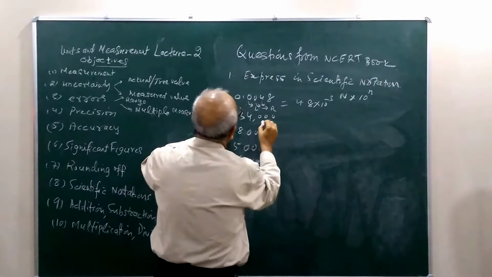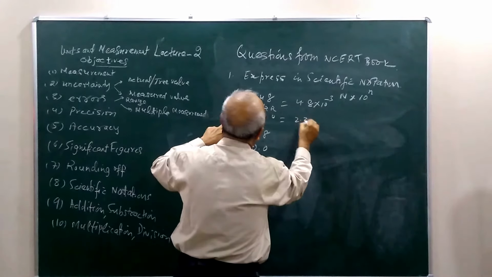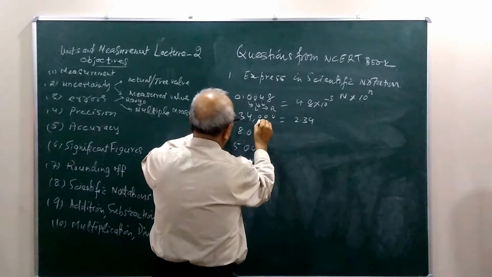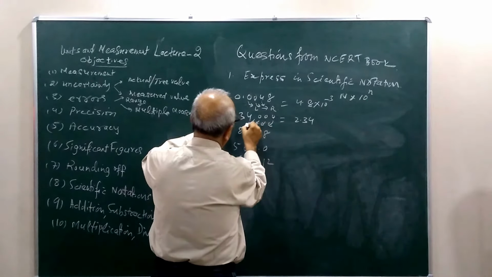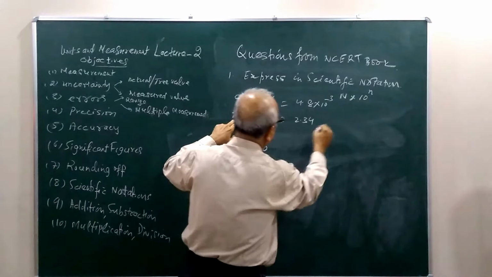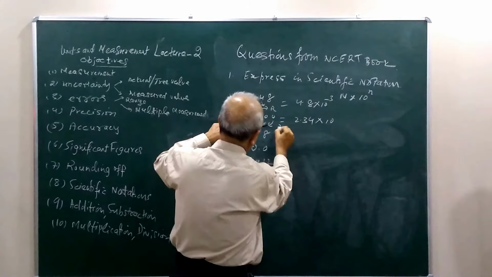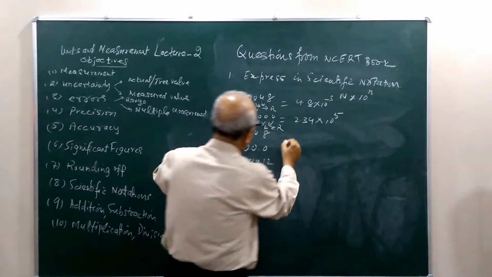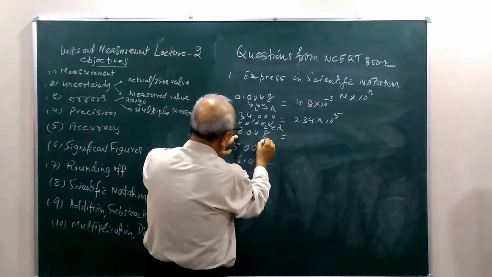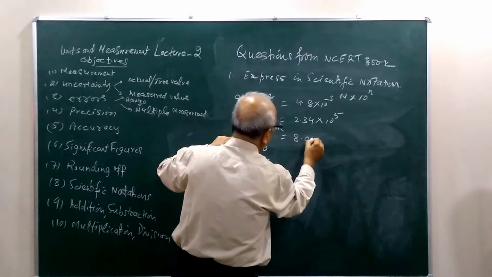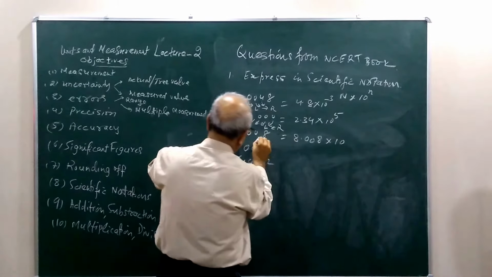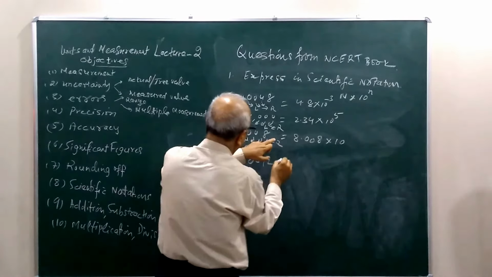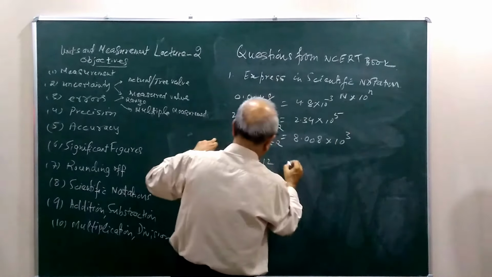Now here, for 234000, I have 2.34. I count 1, 2, 3, 4, 5 digits, moving from right to left. This becomes 10 power 5. Similarly, on the same rules, I report 8.008 into 10 power how many? 1, 2, 3, right to left, 10 power 3.